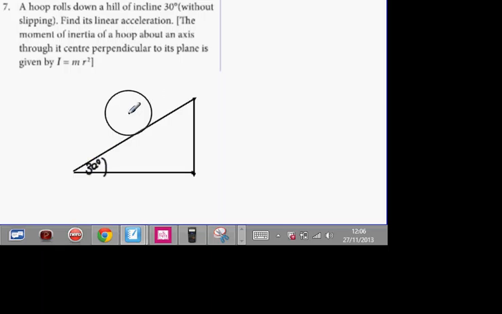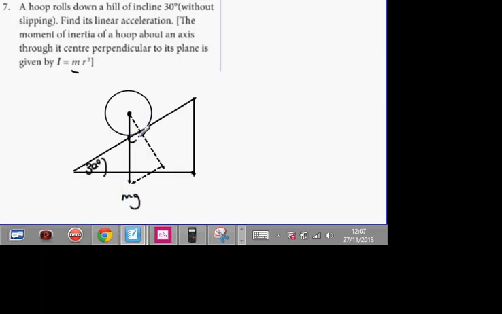Even though it's a hollow hoop, by symmetry, the centre of gravity still has to be in the middle. Then we can do gravity going directly down. Then resolve the two components parallel and perpendicular. So what is the weight of the hoop? It doesn't say, so we're just going to assume it's m. So the weight of the hoop is going to be mg.